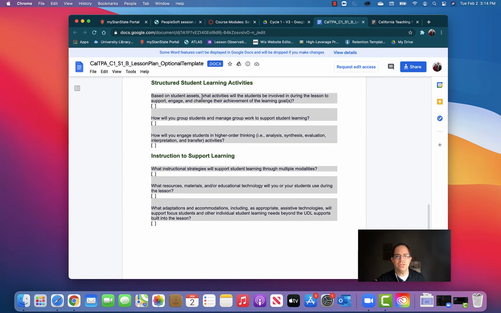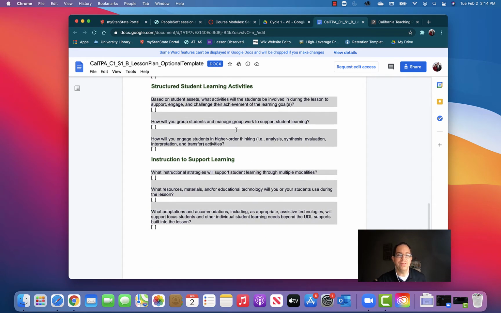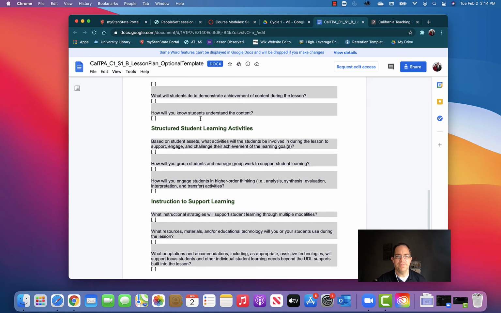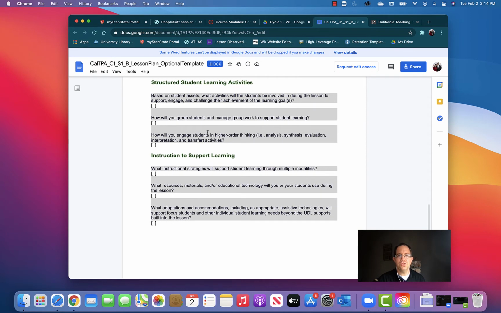Okay, structured student learning activities. And I want to be careful too. I just said going through examples. Doesn't mean I'm going to give you the answers to what you're thinking of. I can give you some hypothetical examples so that you can transfer it to your own content area. Okay, so structured student learning activities.